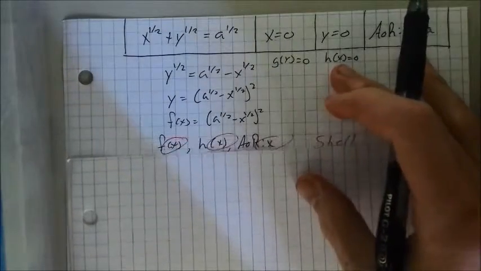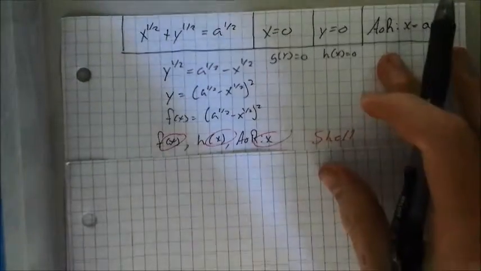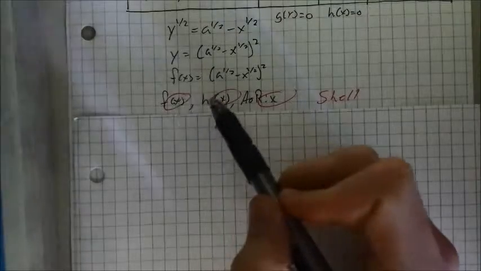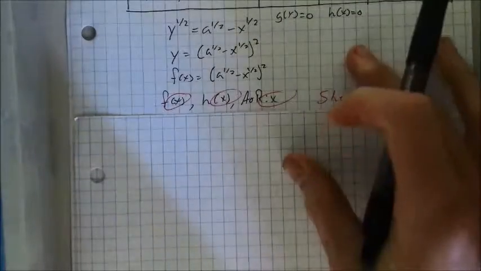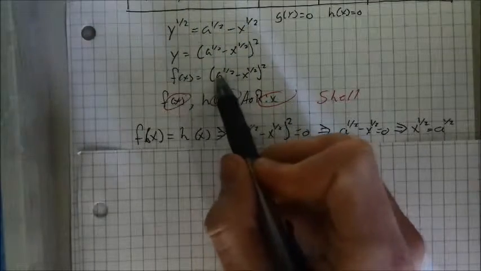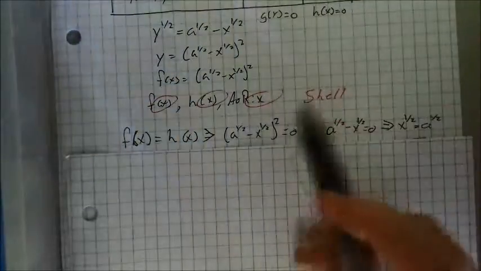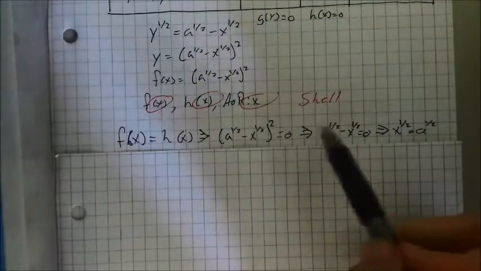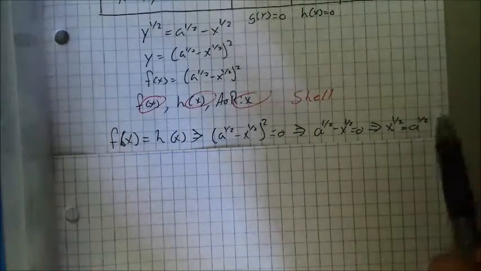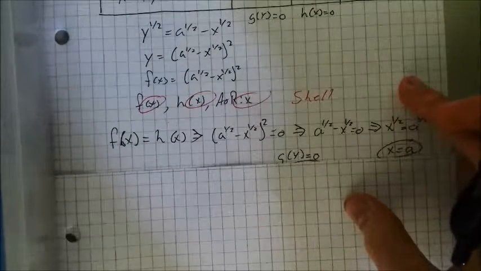Now then, we have our three functions that we need to do the shell method. So, of course, the first step is we're going to take this function and set it equal to this function. This function is 0. So we're going to say f of x equals h of x. F of x is this, a to the 1/2 minus x to the 1/2 squared equals 0. Because it's equal to 0, it's pretty easy. We just square both sides. 0 squared is still 0. And then add x to the 1/2 over. So you have x to the 1/2 equals a to the 1/2. And then square both sides again, and you get x equals a.